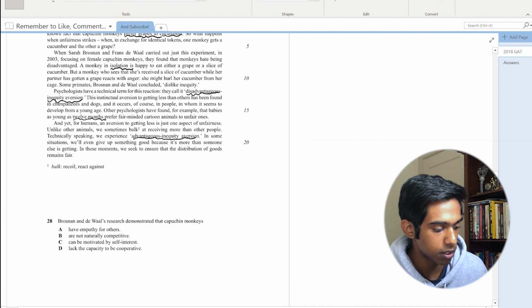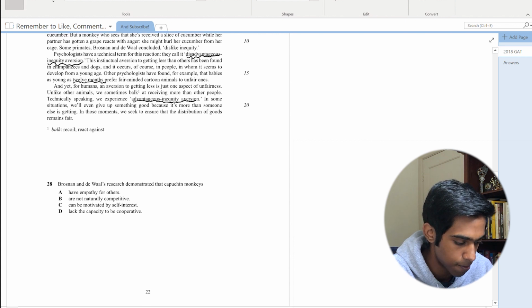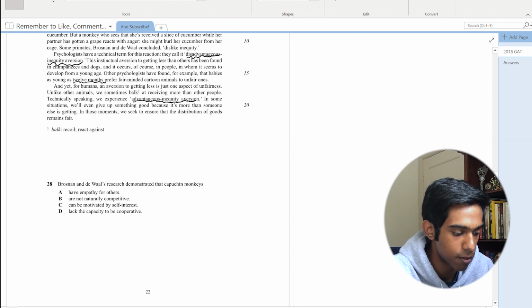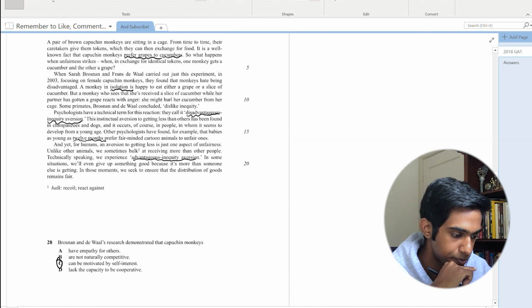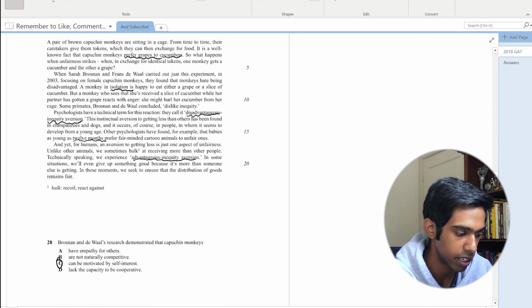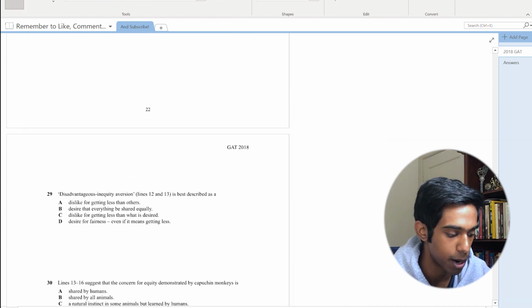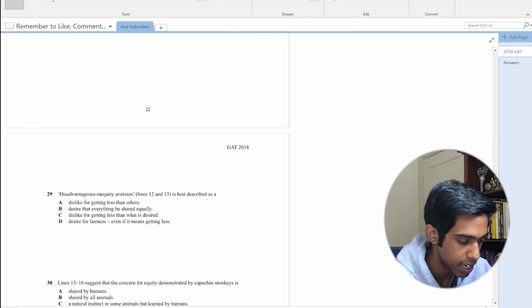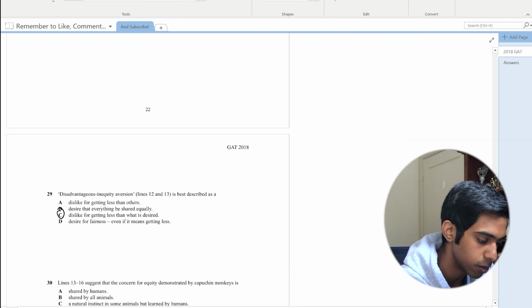Okay. So Brosnan and de Waal's research demonstrated that capuchin monkeys are not naturally competitive, not necessarily, and can be motivated by self-interest. That's definitely true, because the monkeys are self-interested and they want a better treat. They want the grape rather than the cucumber. Disadvantageous inequity aversion is best described as a dislike for getting less than what is desired.